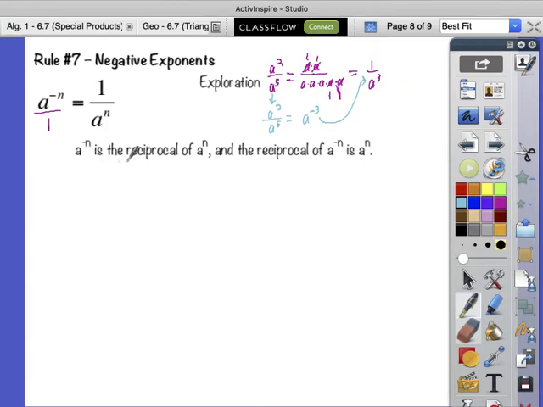And we'll see here what this means in a moment on example 2 on the next page. But we're saying that a to the negative nth is the reciprocal of a to the n, and it works the other way too. The reciprocal of a to the negative nth is a to the n. They're reciprocals of each other. And we'll see what that means in a moment here.